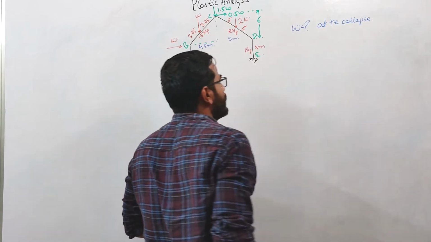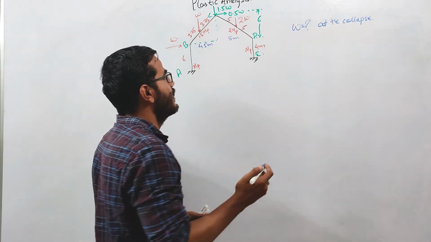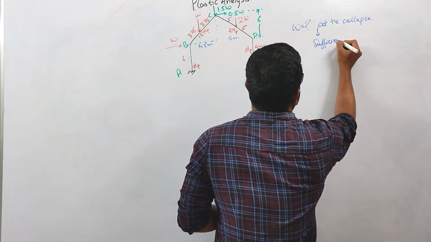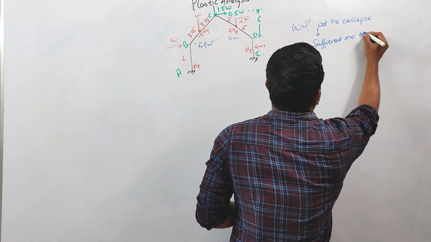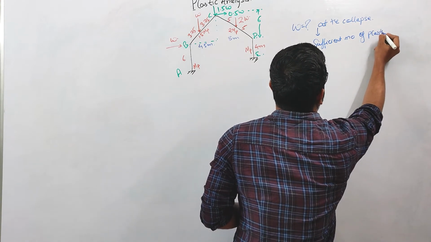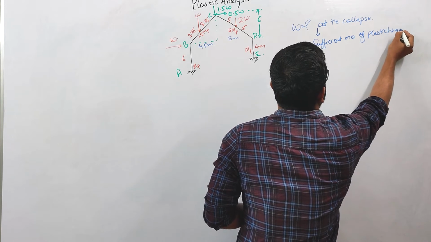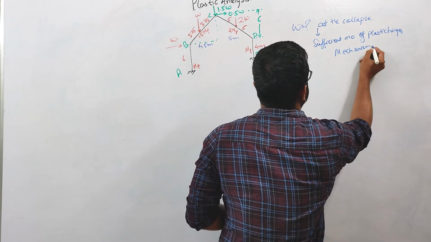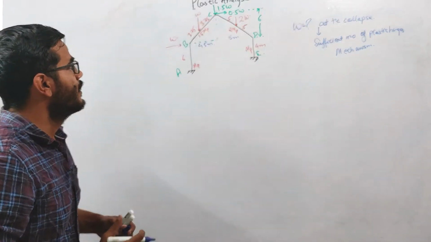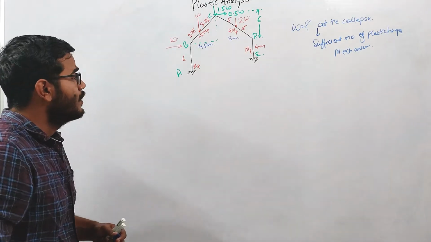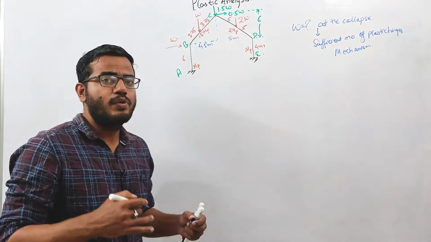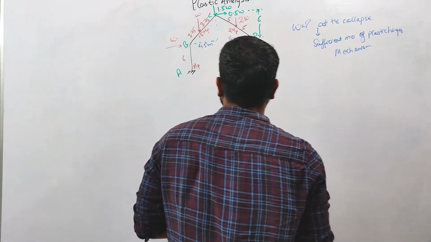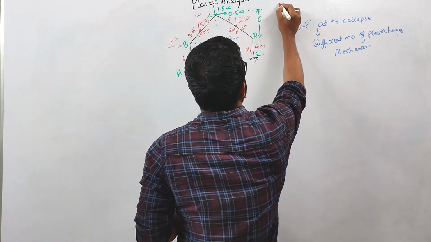At the collapse, we should have a sufficient number of plastic hinges, or you can say a mechanism should be there. So this is a gable frame, right? While calculating the collapse load, the first step is to calculate the static indeterminacy of this frame.